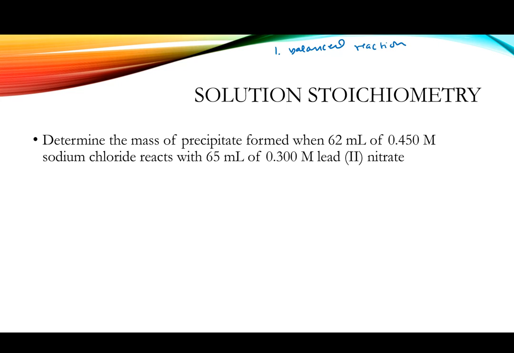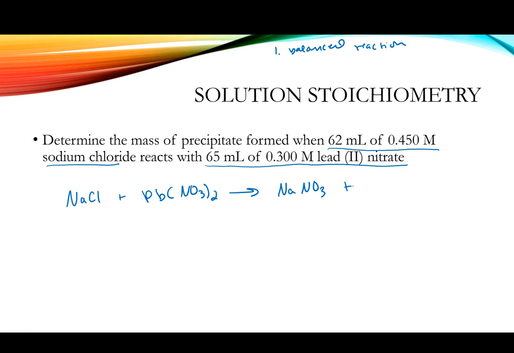So in this reaction, I have 62 milliliters of 0.45 molar sodium chloride reacting with 65 milliliters of 0.3 molar lead-2 nitrate. So sodium chloride plus lead-2 nitrate. This is a double replacement reaction, so the cations switch places. So my products are sodium nitrate and lead-2 chloride. You need to balance this reaction, so we would need a 2 there and a 2 there.